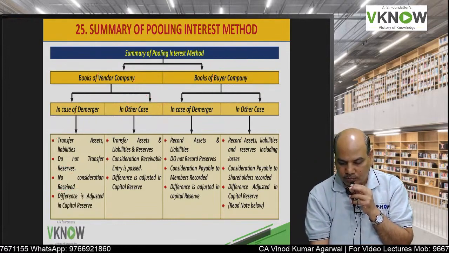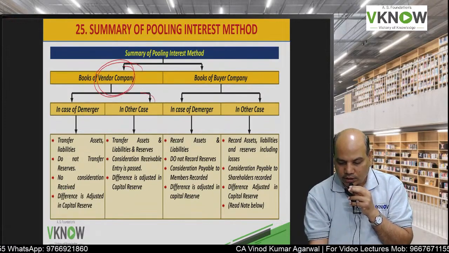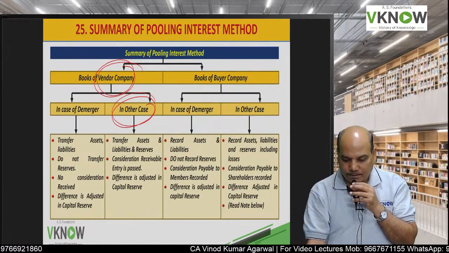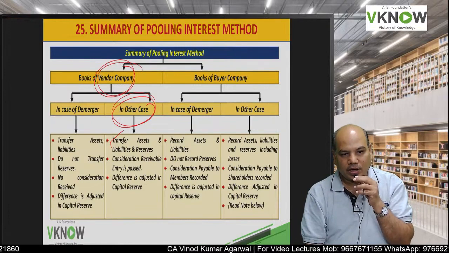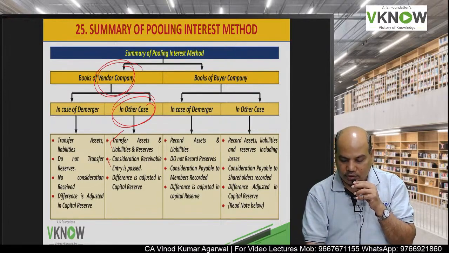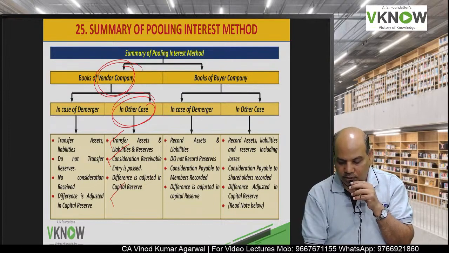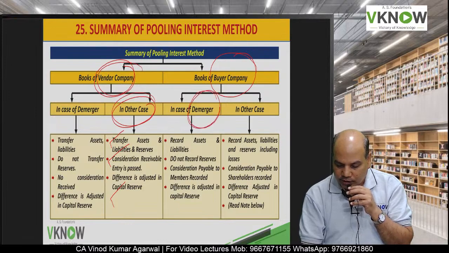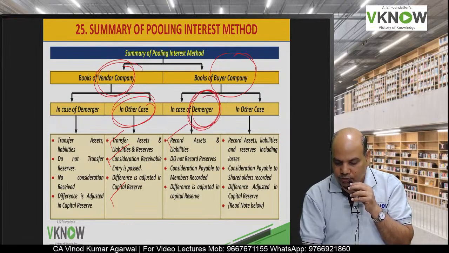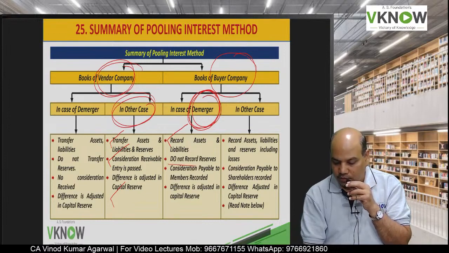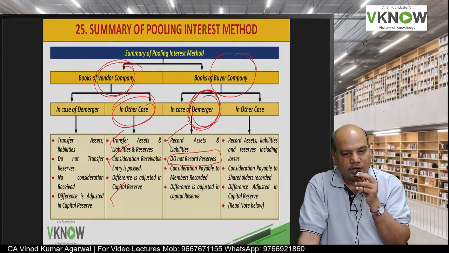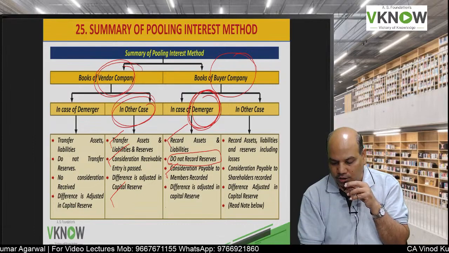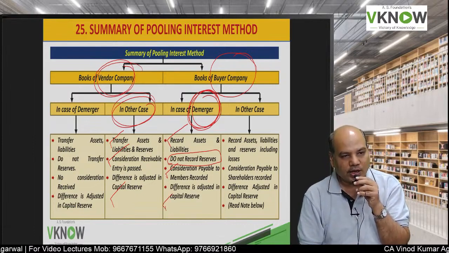But if it is a problem of common control other than demerger, it means a subsidiary is merged with another subsidiary, then the selling company will transfer asset, liability and reserve. Consideration receivable entry will be passed, difference adjusted in capital reserve. What about the buyer? If it is a case of demerger in common control transaction, they will record assets and liabilities, but they will not record reserve, because a division does not have reserve on its own. Consideration payable to members will be recorded. Any difference will be adjusted in capital reserve.